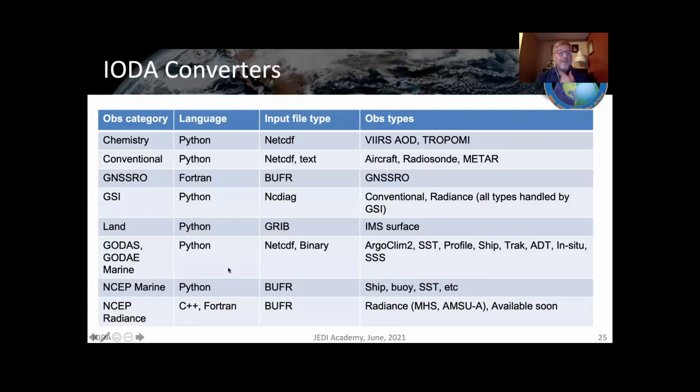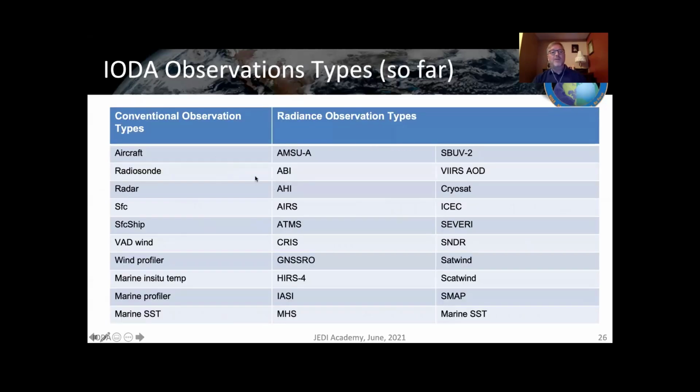So I've got a couple more slides here. The IODA converters are scripts and programs that get data from the data providers into the IODA format. I just wanted to show that we're handling quite a few different types here. This list has grown a little bit since this was created. We also wanted to give a quick list of all these observation types that we've got. This is a little bit outdated too. I think there's 30 of them here, and we're probably more in the 40 or 50 range by now.